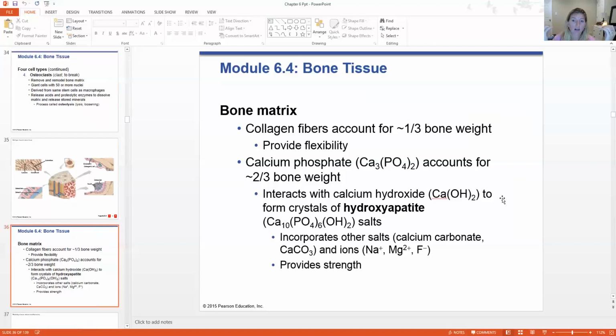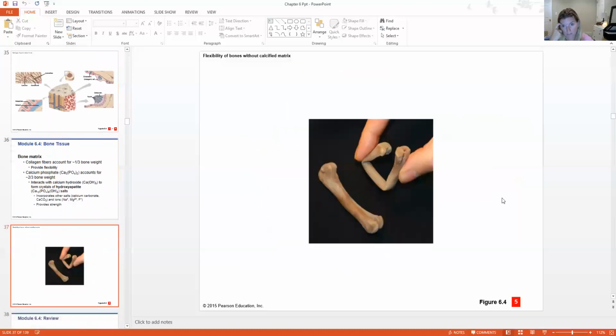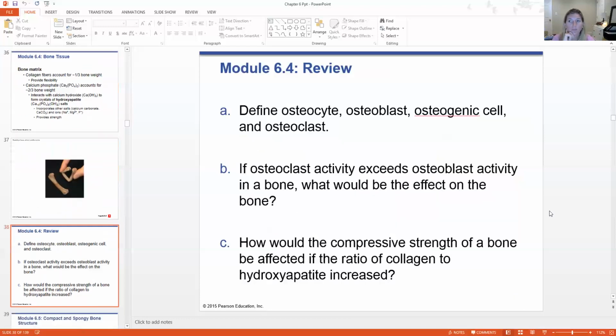This salt basically will incorporate other salts like magnesium and fluoride to provide extra strength for the bone. So the calcium phosphate becomes harder and more durable with the addition of these special salts. As you see here, without the salts, it can be fairly pliable, bendy, as opposed to being more rigid. So you can pause the video here, go back and answer these 3 questions.